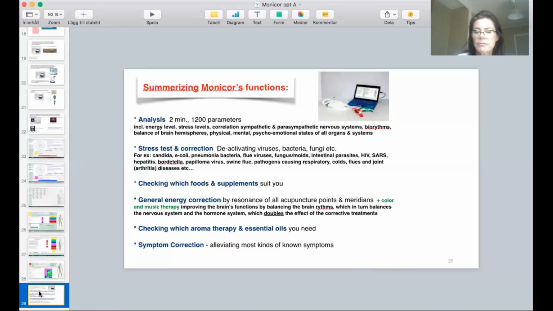So you can check different kinds of brands of supplements, for example, or essential oils. And that's also another parameter which the system will tell you whether you check it manually or not. It will tell you which essential oils you need that time. And of course, then we do the symptom correction after the general correction.